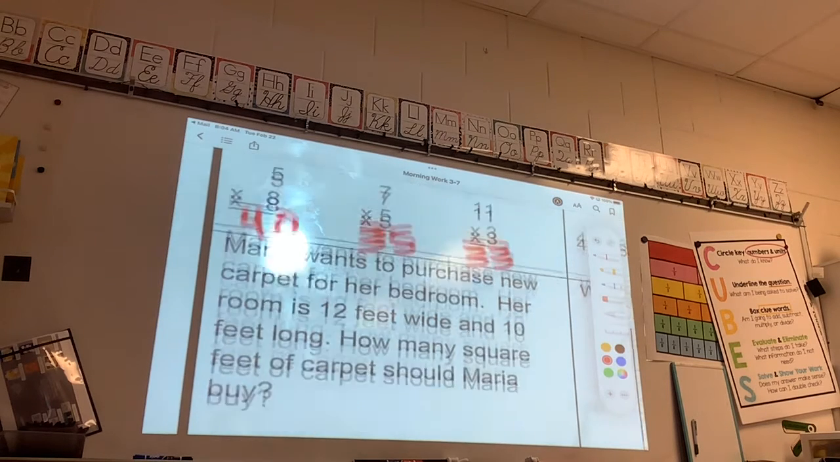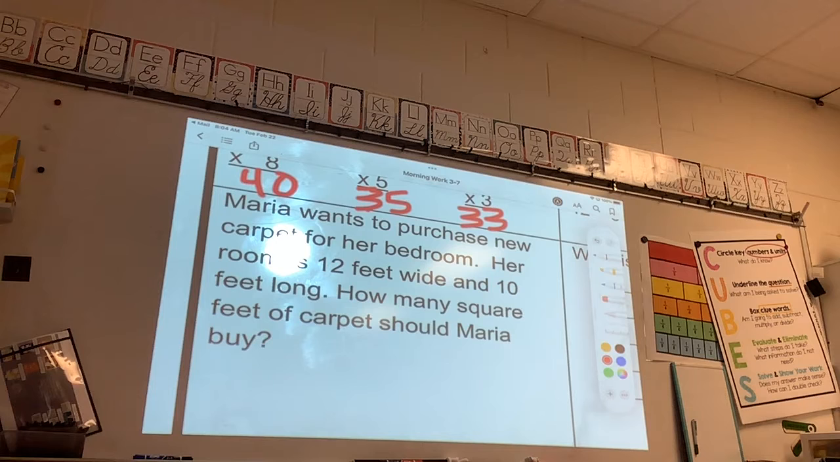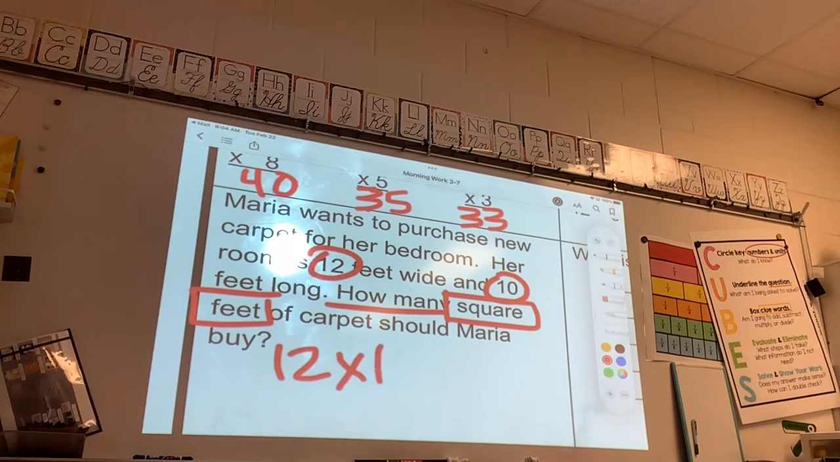Maria wants to purchase new carpet for her bedroom. Whoops. Her room is 12 feet wide and 10 feet long. How many square feet? Why am I boxing square feet? Multiply. Area. Multiplication. Should Maria buy? So how do we find that number? Multiply. 12 times 10 equals 120.